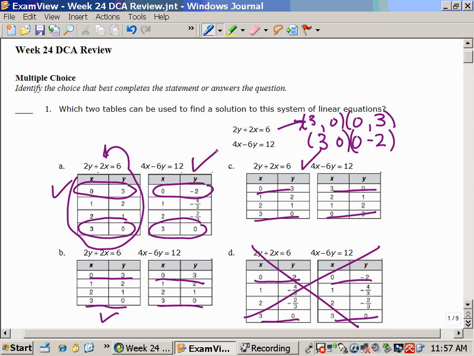So on A, both work, but I'm going to make sure all the others are incorrect before saying that's the right answer. Looking at B, I have 0, 3. That's not right. Looking at C, I have 3, 0. That's good. And 0, 3. That's bad. So this answer choice doesn't work. Therefore, the answer to number 1 is A.